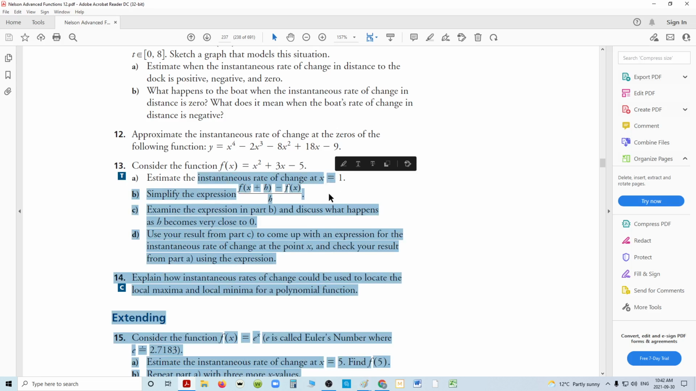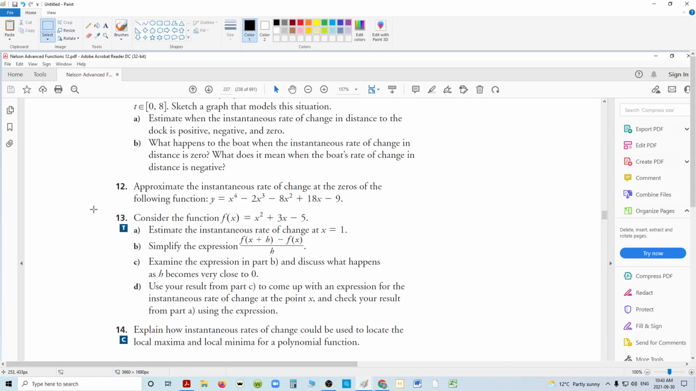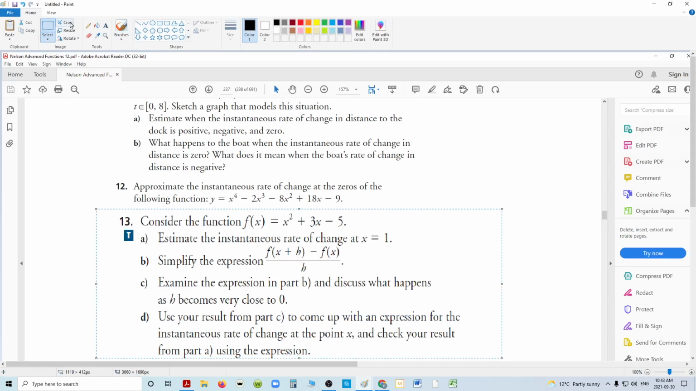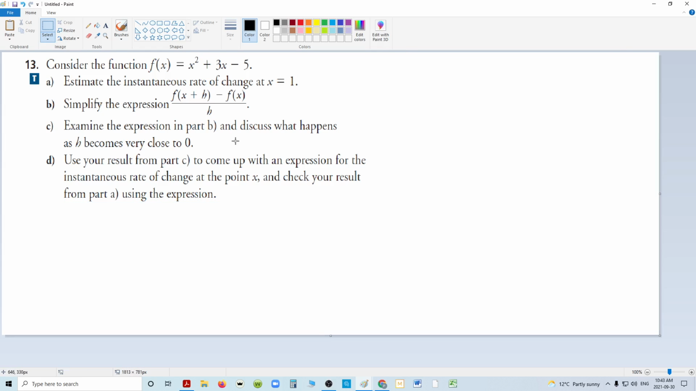Estimate the interest. So here they're doing it like that. Okay. It would help if we understood this function a little bit. And here's an important one. Very important. And this one I'm going to do by hand.